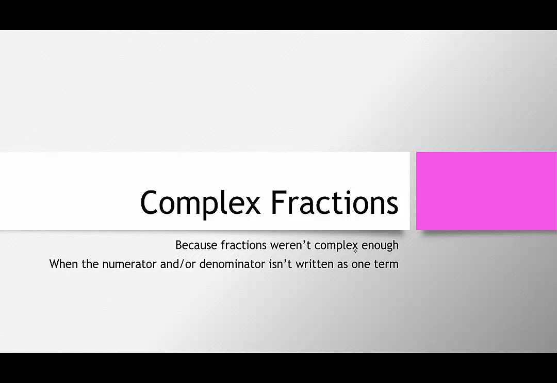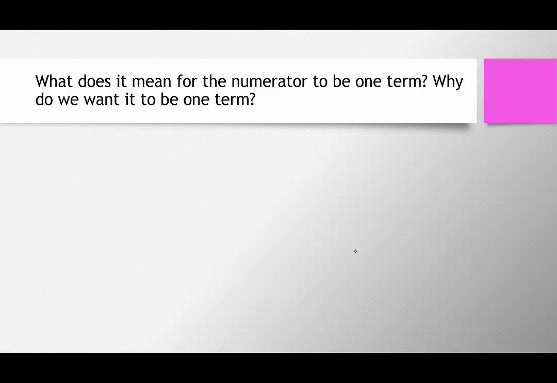In this video, we're going to look at examples of complex fractions when the numerator and/or the denominator isn't written as one single term. Before we look at the examples, first of all, what does it mean for the numerator to be one term? And then why do we care that it's one term?